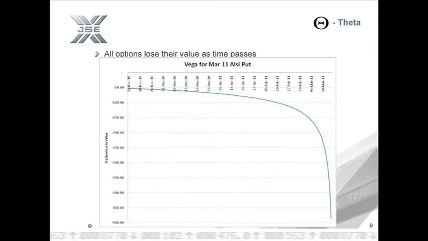Now theta, from this graph we see, is the constant enemy of an option buyer. As time value leaves an option every day, that is very important to understand. It leaves the option every day, no matter what direction the underlying futures price moves. So your option might move in the money, but you're still paying away theta every single day. And you can see from the graph, closer to expiry, the more theta you will pay away.